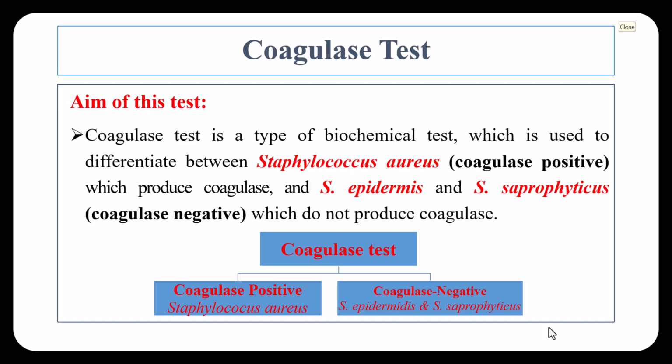If it is Staphylococcus aureus, it is coagulase positive, which means it produces the coagulase enzyme, unlike Staphylococcus epidermidis and Staphylococcus saprophyticus, which are coagulase negative. It means they do not produce the coagulase enzyme. This differentiation is clinically important because Staphylococcus aureus is usually pathogenic.